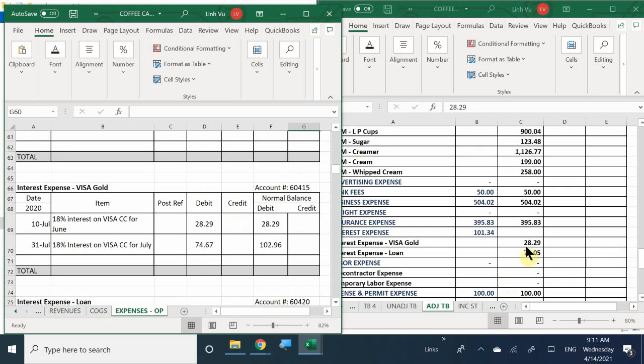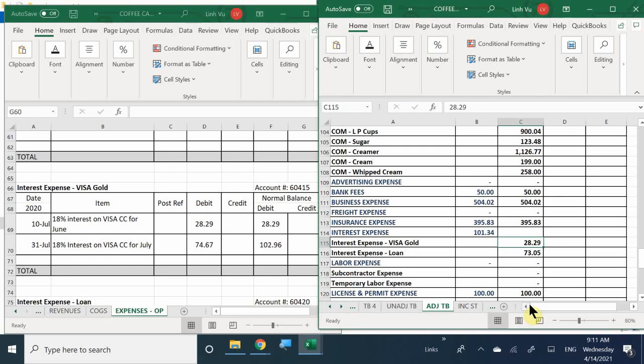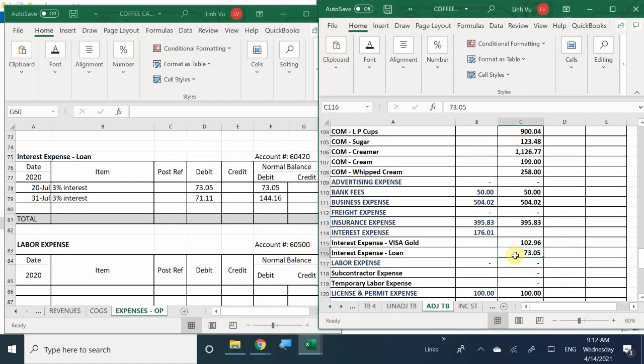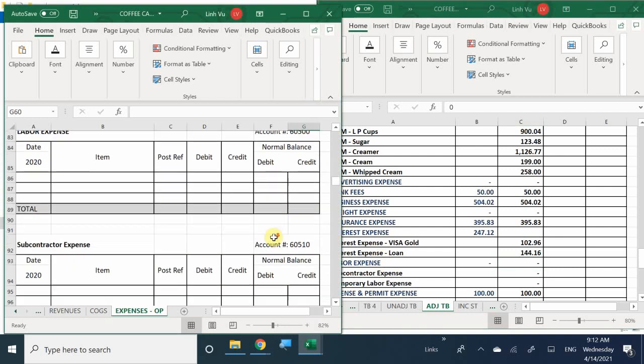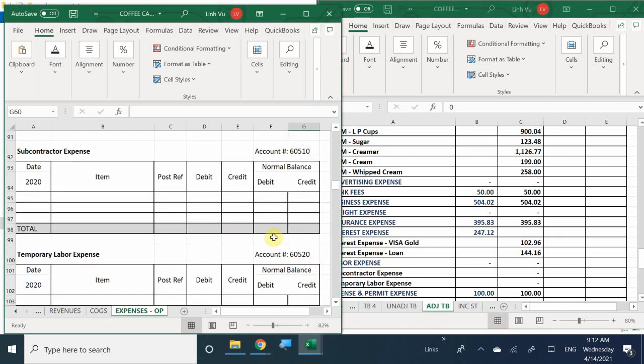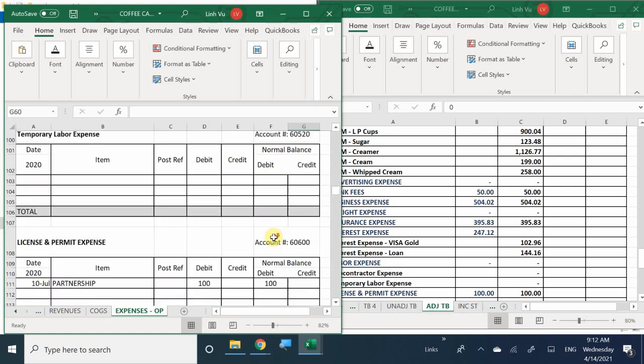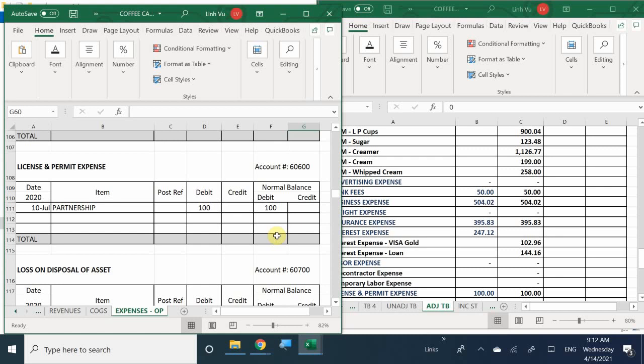And what is that? 102.96, right? We had to incur our July interest expense that we accumulated. What about the truck loan interest expense? 144.16. Yes, right? Okay. Any labor expense? None so far, right? We didn't contract anybody to do any subcontracting. We didn't even hire anybody for temporary work labor. So, what is next?